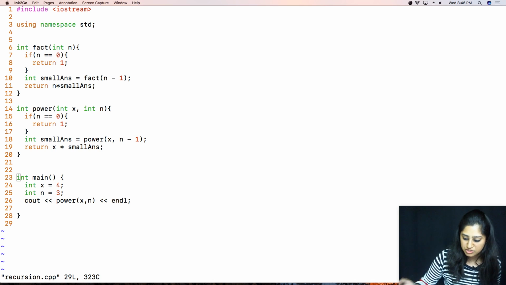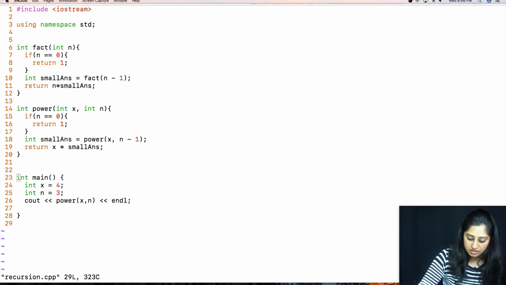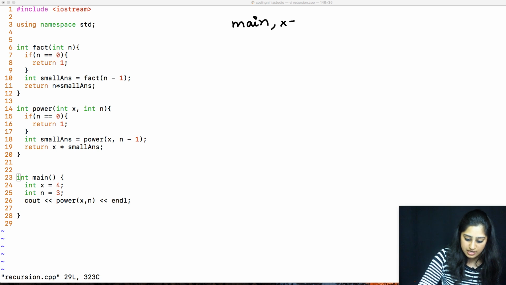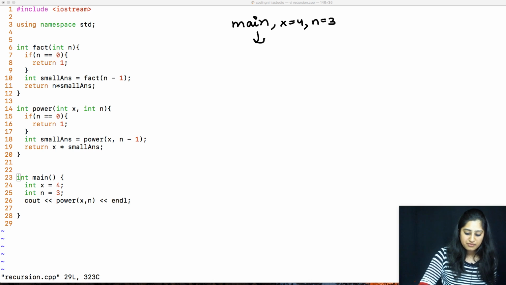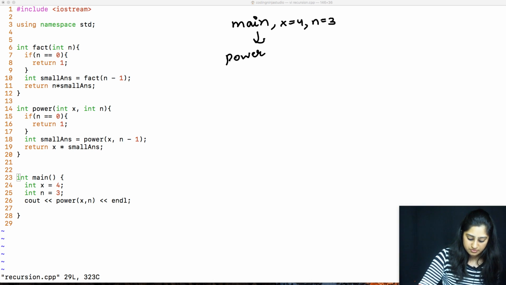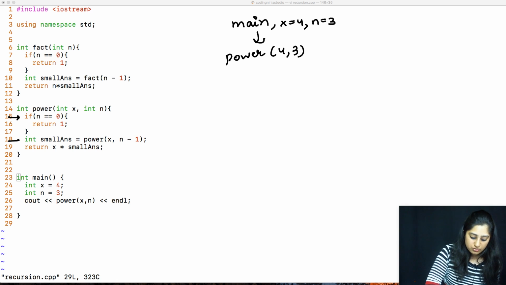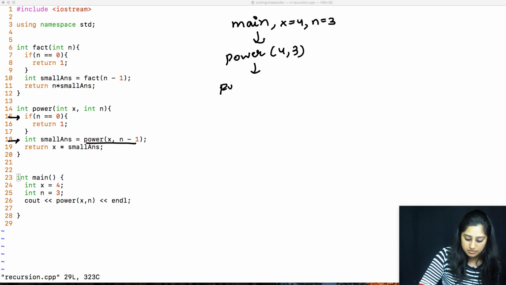So I'll not dive too much into it, but I'll quickly write the function calls. For the first step, I have main. Main has its own x and n. X is 4, n is 3. Now main is going to call the power function with arguments 4, 3, and now n is 3, so 3 is not equal to 0. I'll calculate, I would need a small answer. So in order to solve one small answer, I need to call power of 4, 2.